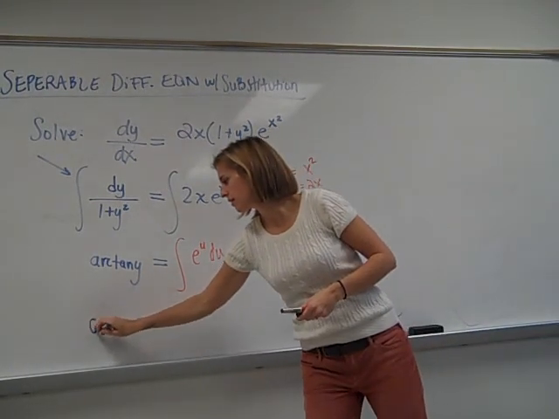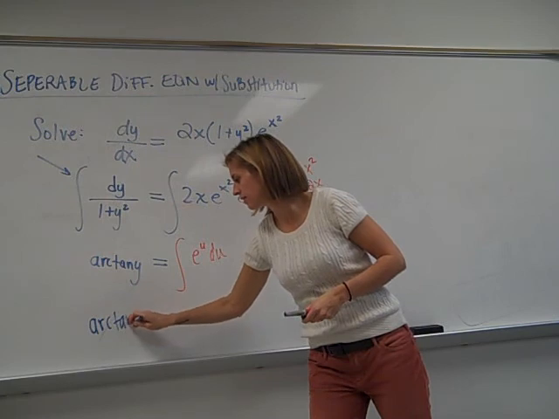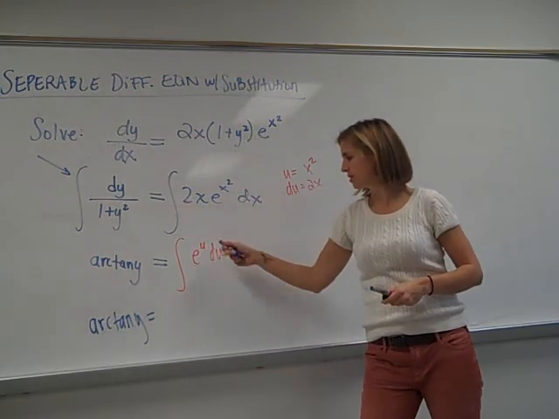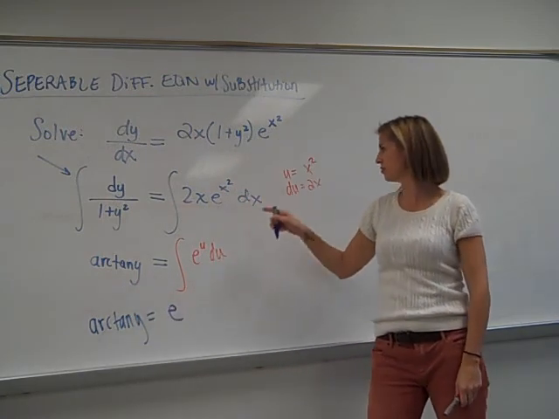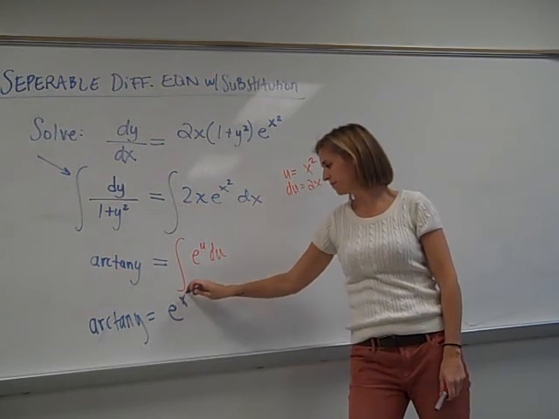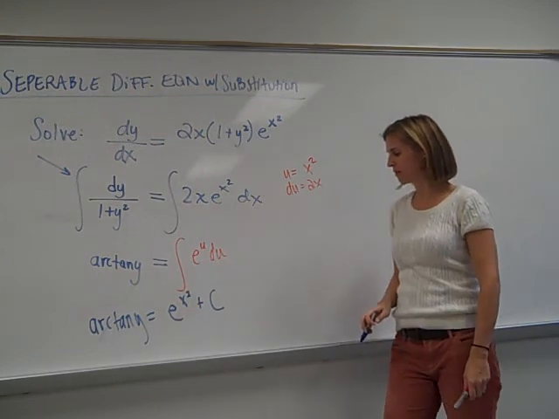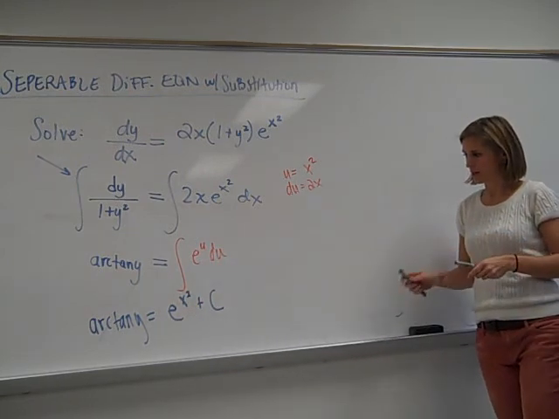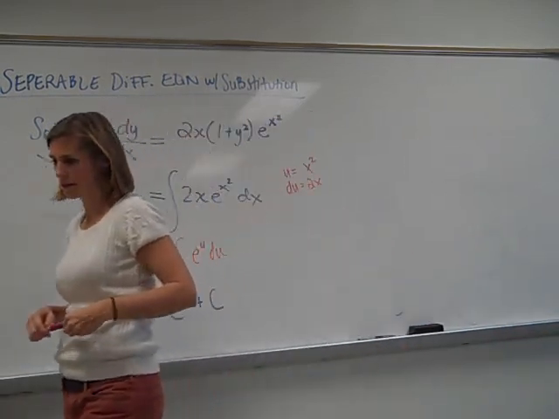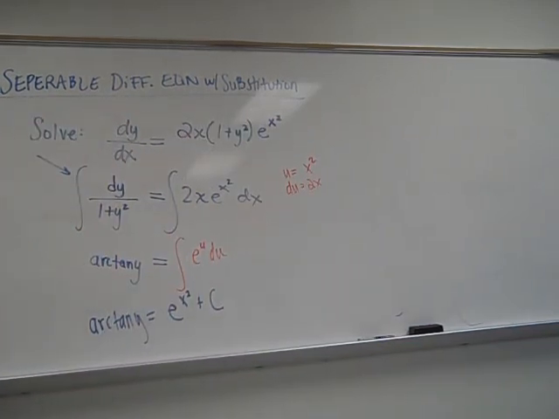So we get arctan of y equals the integral of e to the u, which is e to the u, and I'll put u back in, so e to the x squared. I'll put my plus c on there because I don't want to forget it. Okay so far? Yeah.